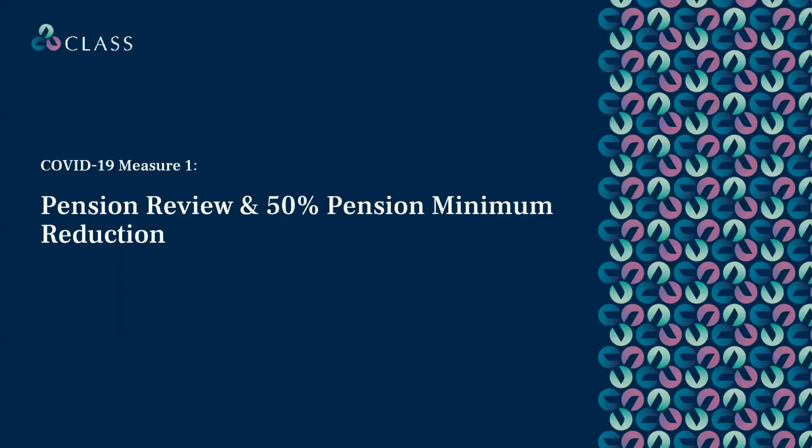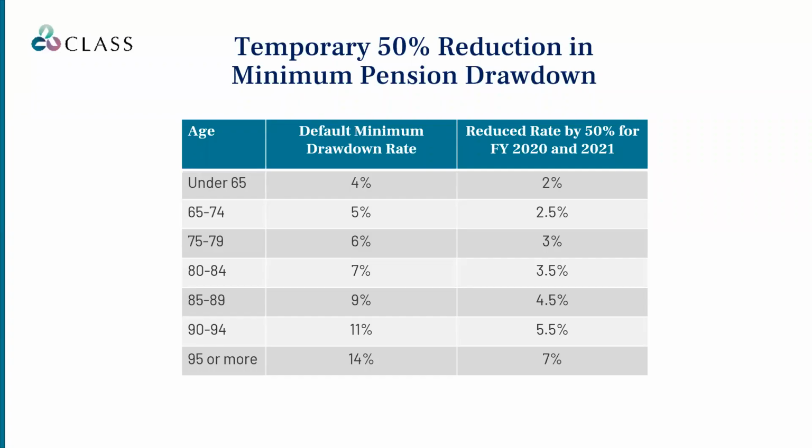Okay, pension review and 15% pension minimum reduction. Here are the new rates. The old rate is basically halved by 15%. Now, significant financial losses as a result of COVID-19 are negatively affecting account balances of some of the retirees' super pension or annuity accounts. So to assist retirees, the government has reduced the minimum annual payment required for account-based pension and other income stream products.